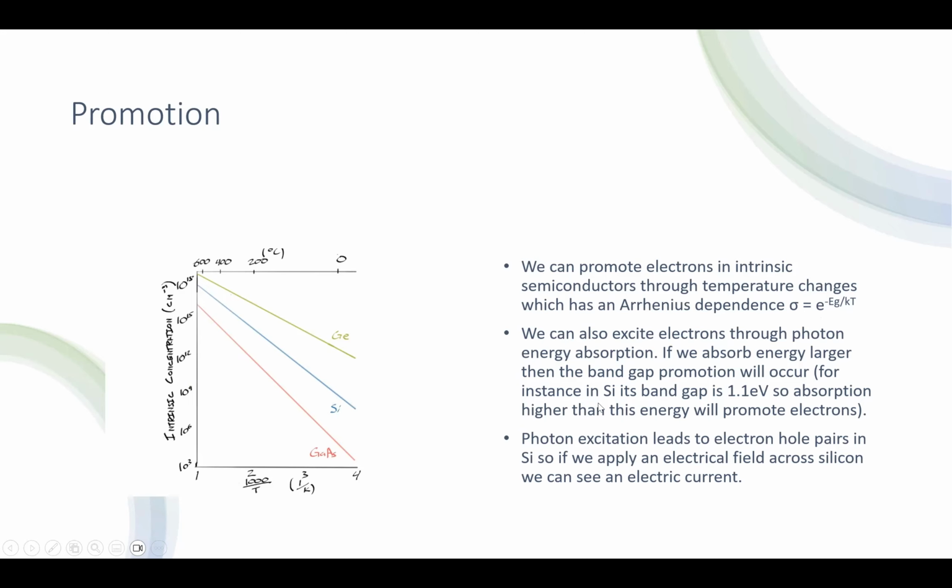For instance, in silicon, its band gap is 1.1 eV. So absorbing energy higher than this will promote electrons. And photon excitation leads to electron hole pairs in silicon. So if we apply an electric field across silicon, we can actually see an electric current. And this figure here is just temperature effects on this promotion energy.